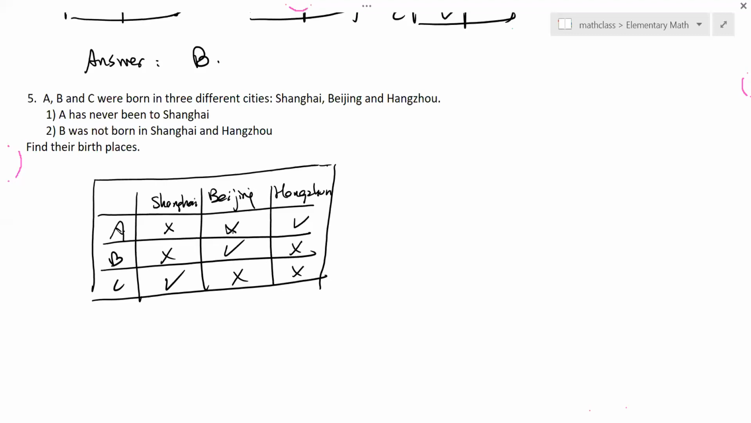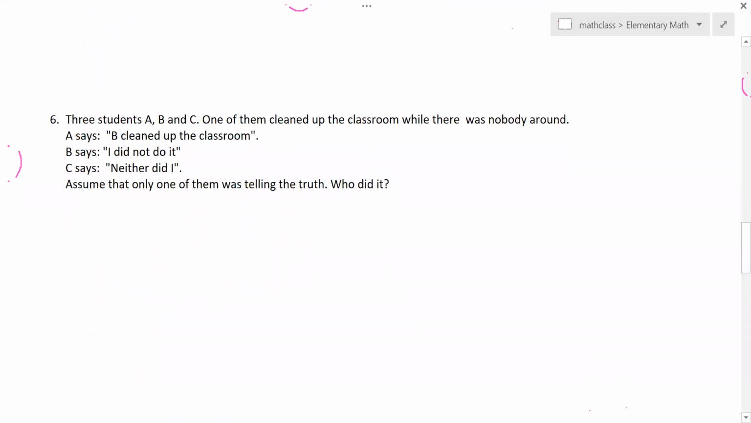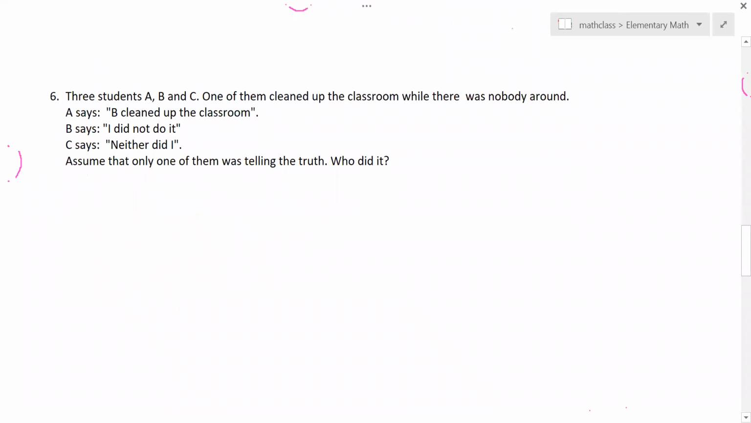Our next problem. Look at the next problem. I will ask you to think about it first. Three students, A and B, C. One of them cleaned up the classroom while there was nobody around. A says, B cleaned the classroom. And B said, I did not do it. C said, neither did I. Assuming that only one of them was telling the truth, who did it?